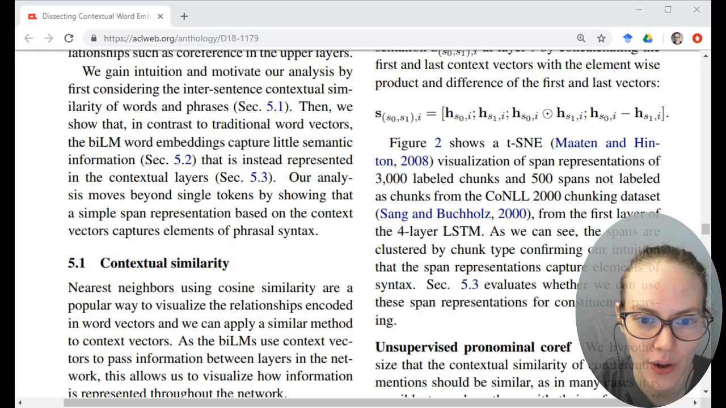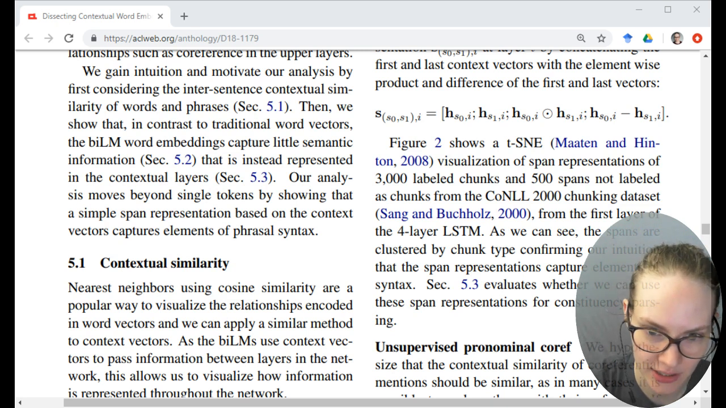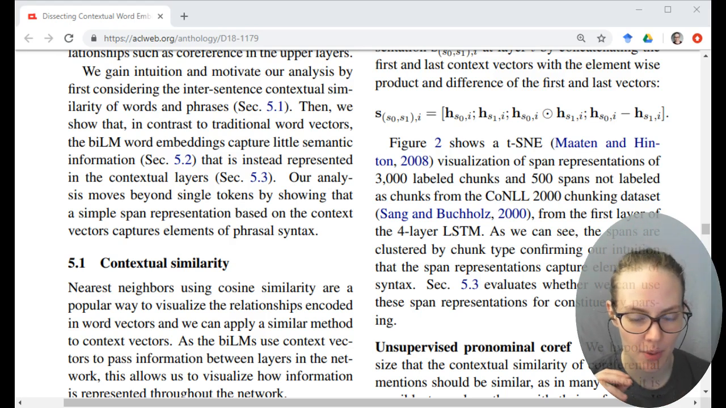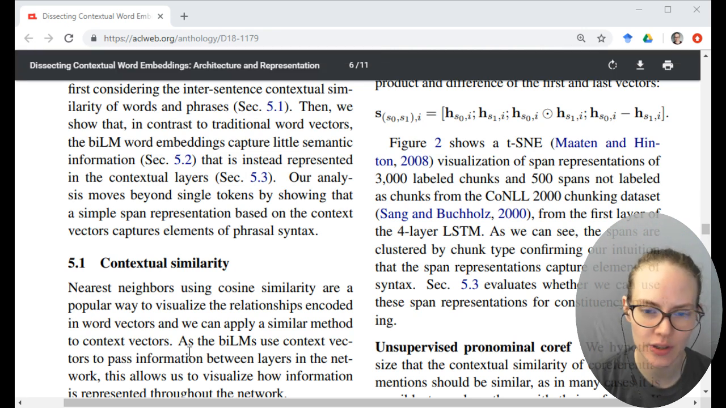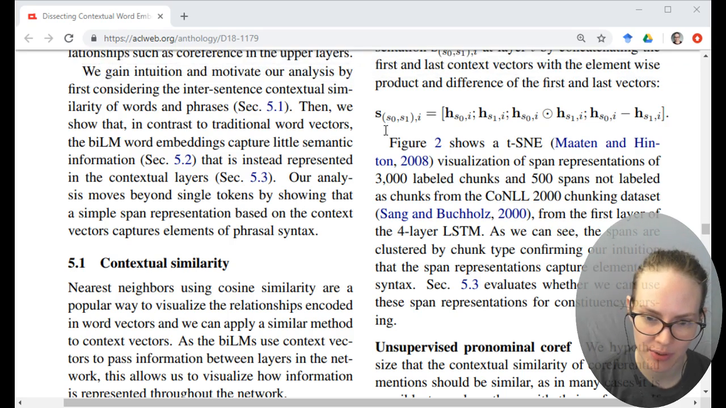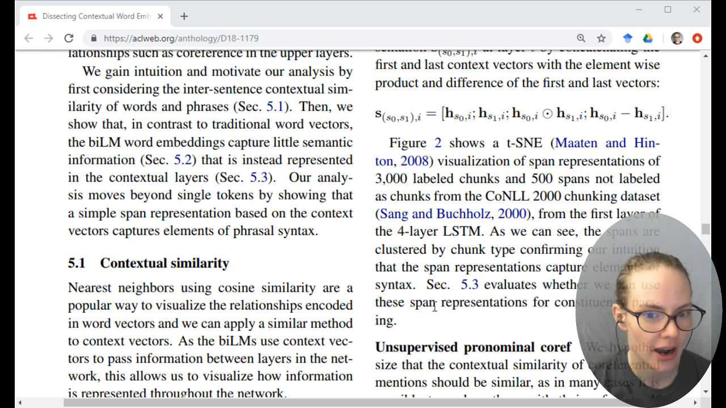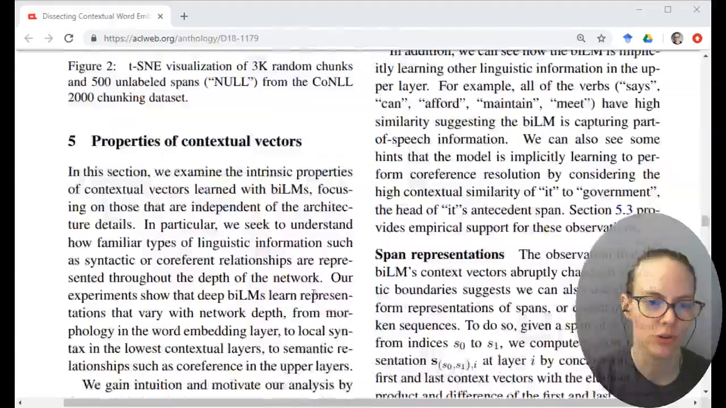Okay, so they are clustering the representations, and then they are color coding them based on pre-labeled information on whether or not they're part of chunks. So this is from a hand-labeled data set. Section 5.3 evaluates whether we can use these span representations for constituency parsing. So this is just showing a pattern, and then they're going to look at whether this pattern is reliable enough to use in tasks.